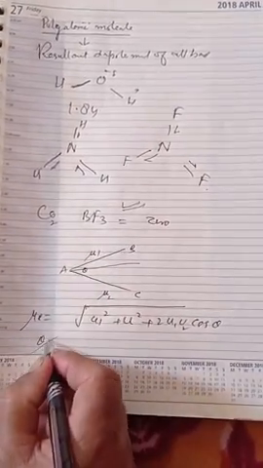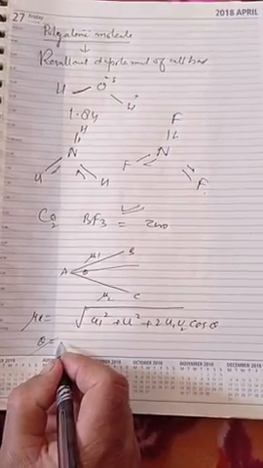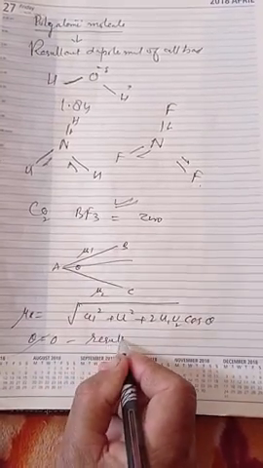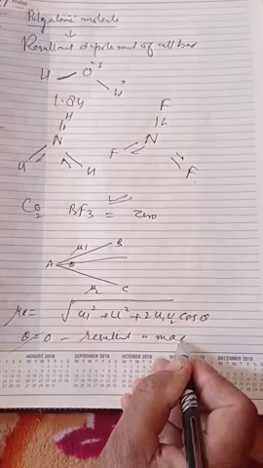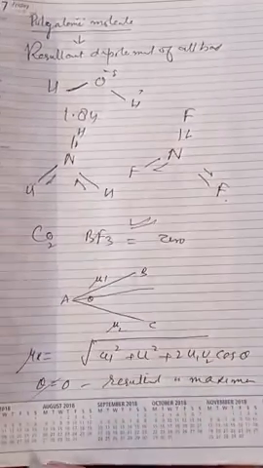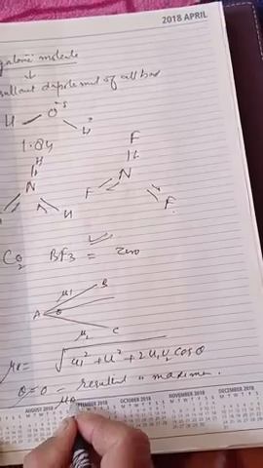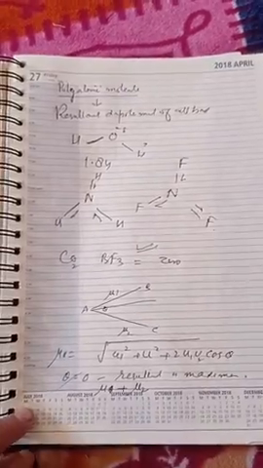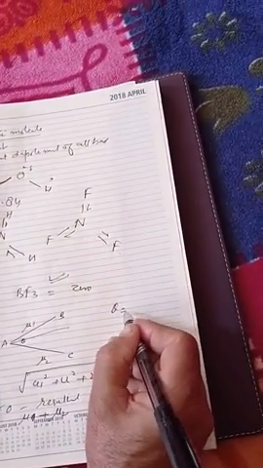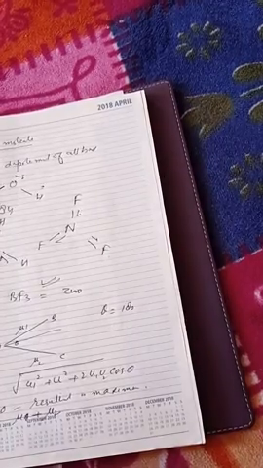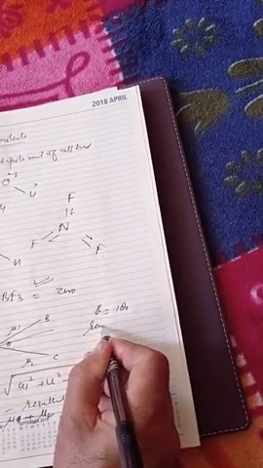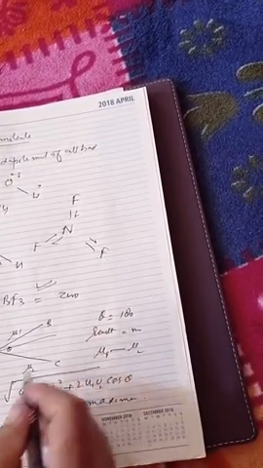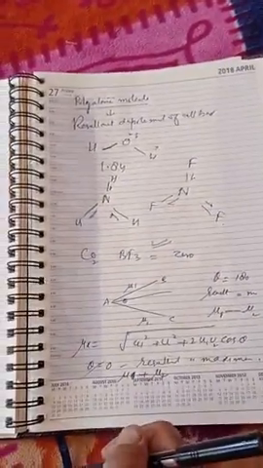Now if theta is equal to 0, the resultant is maximum, and the resultant dipole moment is mu1 plus mu2. If theta is equal to 180, then the resultant is minimum, because then it is mu1 minus mu2. This is how we can calculate the dipole moment of molecules.